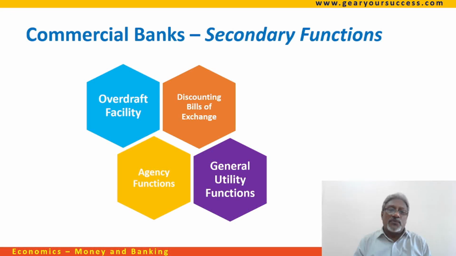Other than this, they offer some utility functions to their depositors or account holders. They are called general utility functions. Many commercial banks provide locker facilities where the account holder can go and keep their jewelry safely. If I'm traveling abroad, I can go and purchase a traveler's check. They issue a letter of credit, and they also collect some statistics, which get shared between different government agencies. So these are some of the secondary functions of a commercial bank.